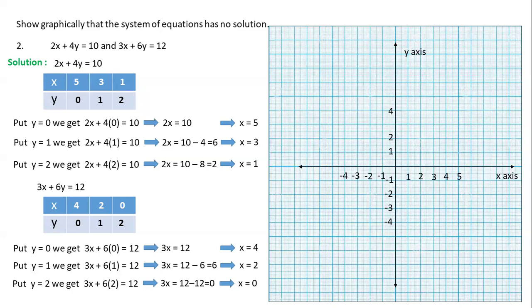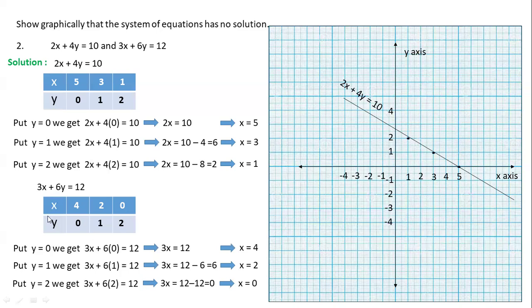Okay? Now, what is the first thing? X is 5, y is 0. It should be here. X is 3, y is 1. Here. X is 1, y is 2 here. Let's join it. Which is this graph? It's the graph of equation 2x plus 4y is equal to 10.